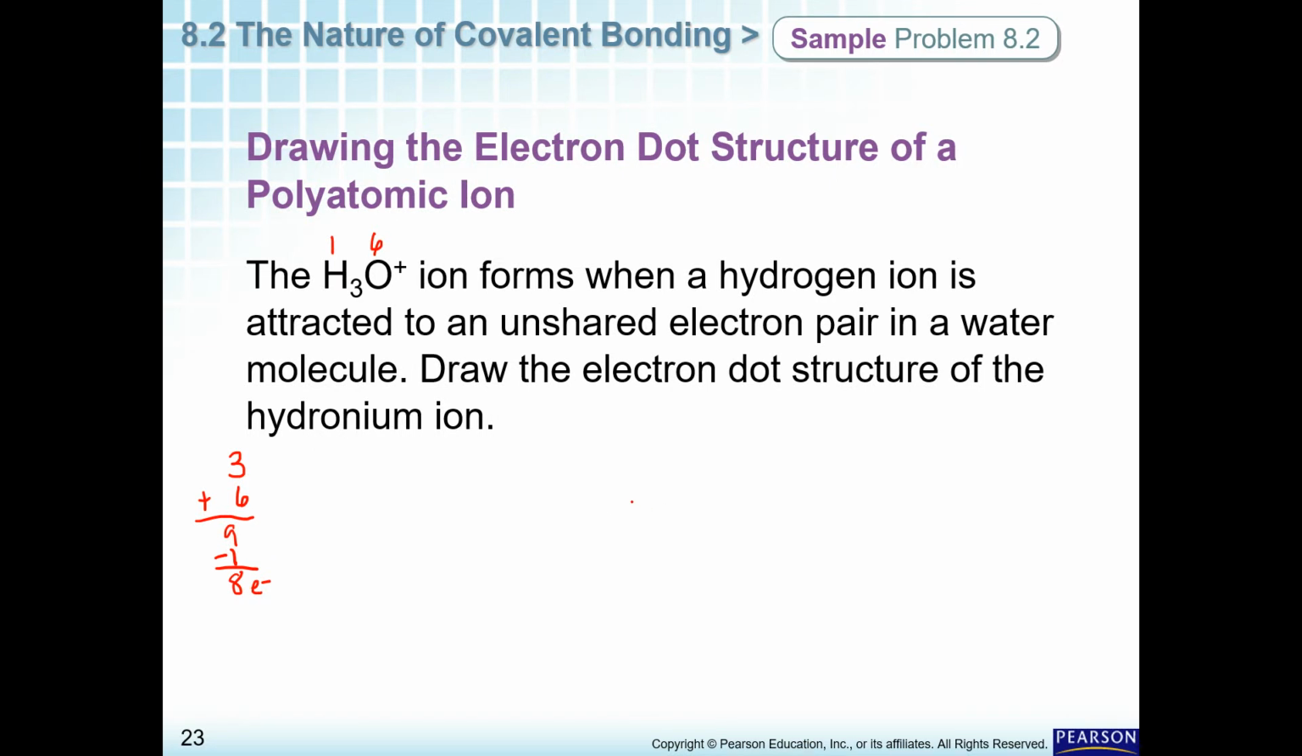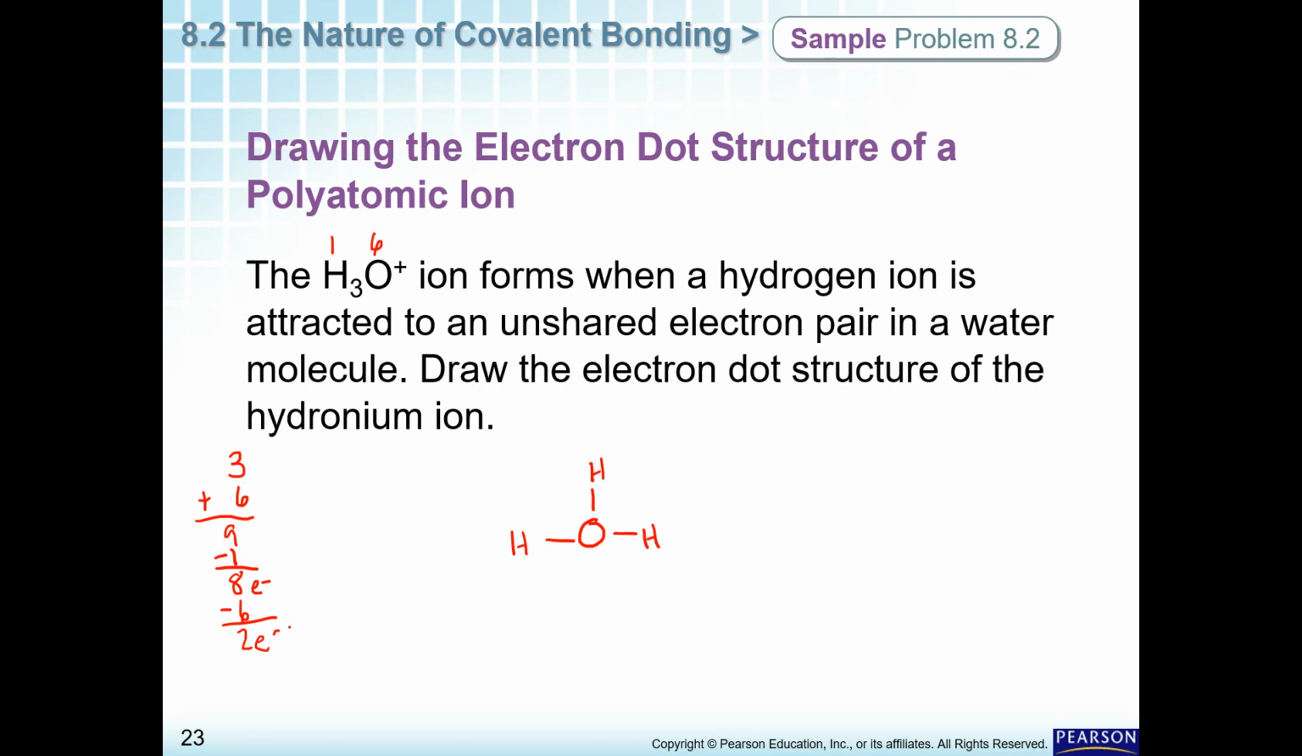Then we have to determine who is the central atom. Now, hydrogen is listed first, but if we go over our rules from our last lesson, hydrogen and halogens are not usually going to be in the middle. So oxygen is going to be in the middle, and we have 3 hydrogens bonded off of it. So I'm going to bond all 3 of these hydrogens, and we're going to see how many electrons we used. We used 2, 4, 6. So when I subtract my 6, I'm left with 2 electrons.